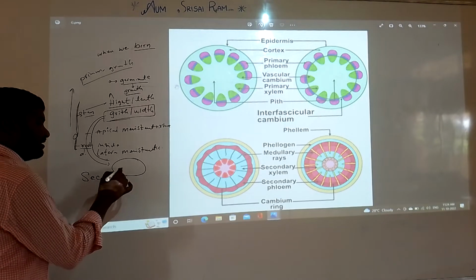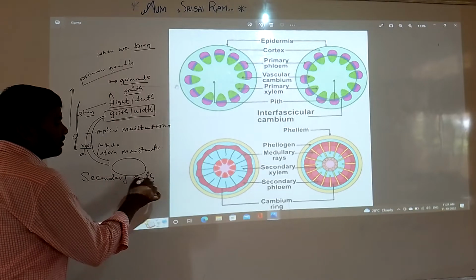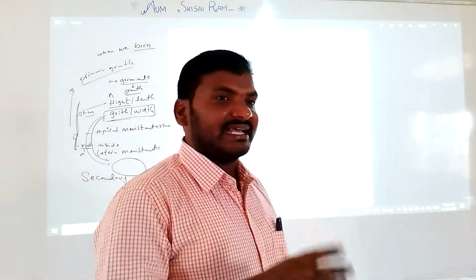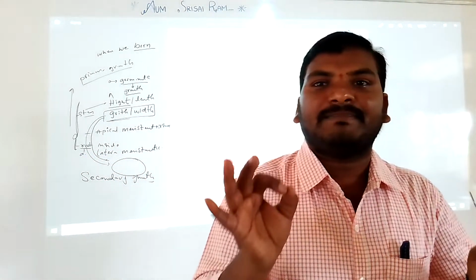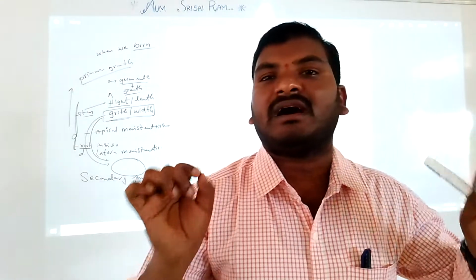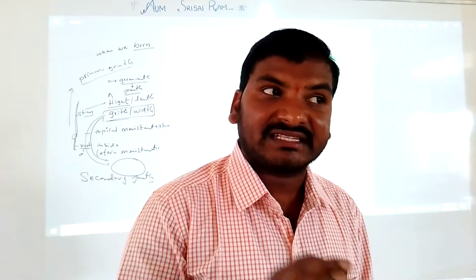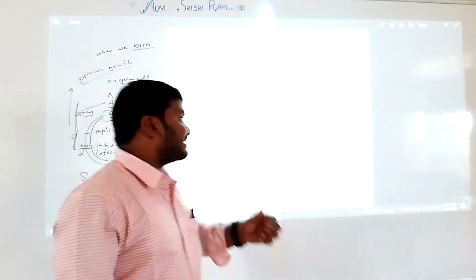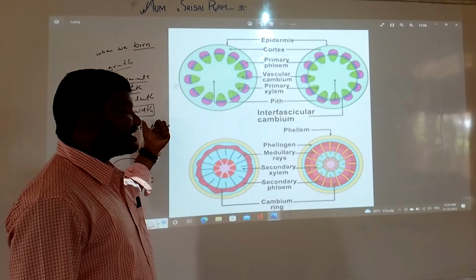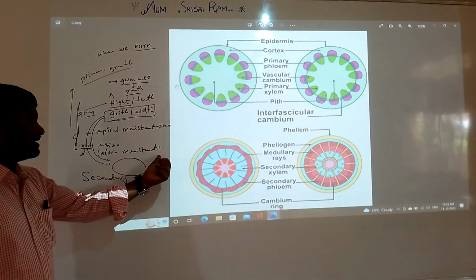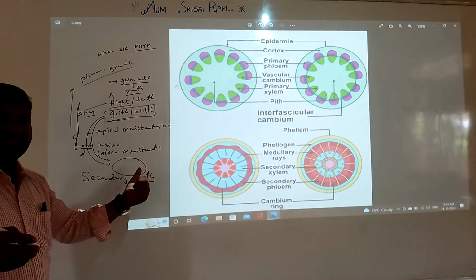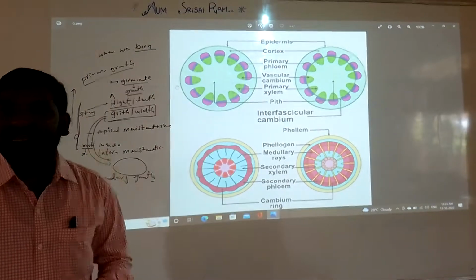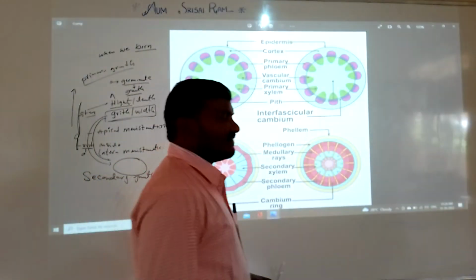Secondary. What is it called? Secondary growth. Okay? So here, everyone, to understand the point: the plant, either stem or root, increases in area, increases in width. That is the responsibility of the lateral meristematic tissue, and that increment in the size of the width is called what? Secondary growth.